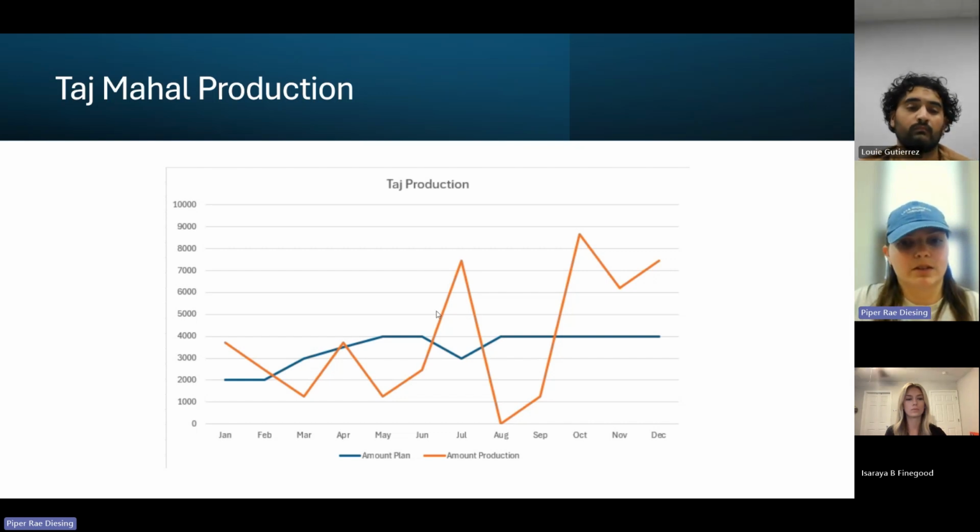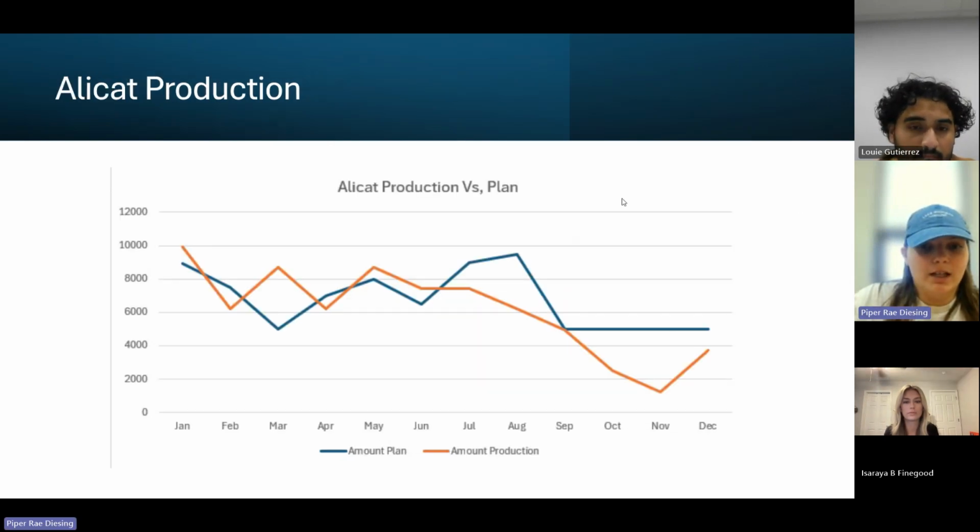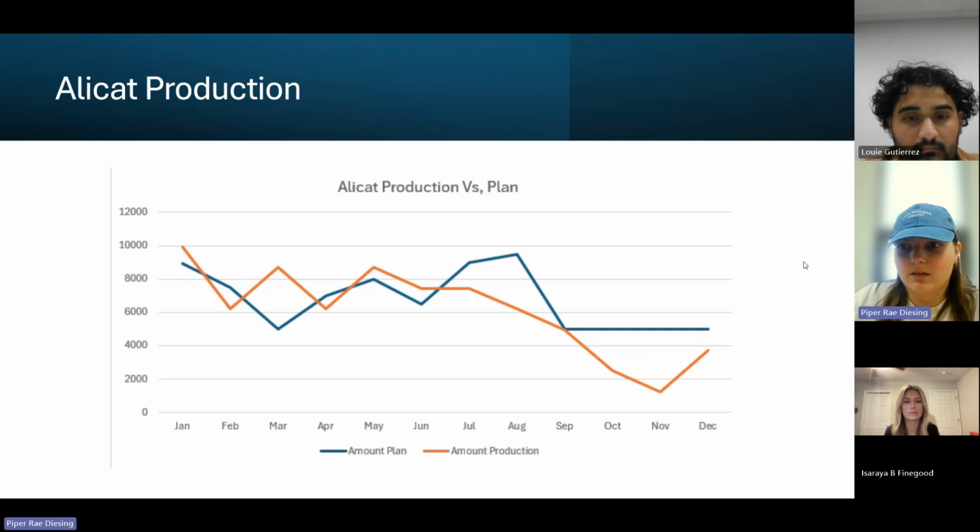The sales for it were going up and down, and we didn't stock up enough in the beginning. So we ended up dipping really low in the summer and then making up for it again in the fall. So we had an excess and then not enough of it at some points in the sim. And then for Alley Cat, we stayed pretty much what we planned for. We dipped a little bit in the fall, but otherwise we stayed pretty on track.